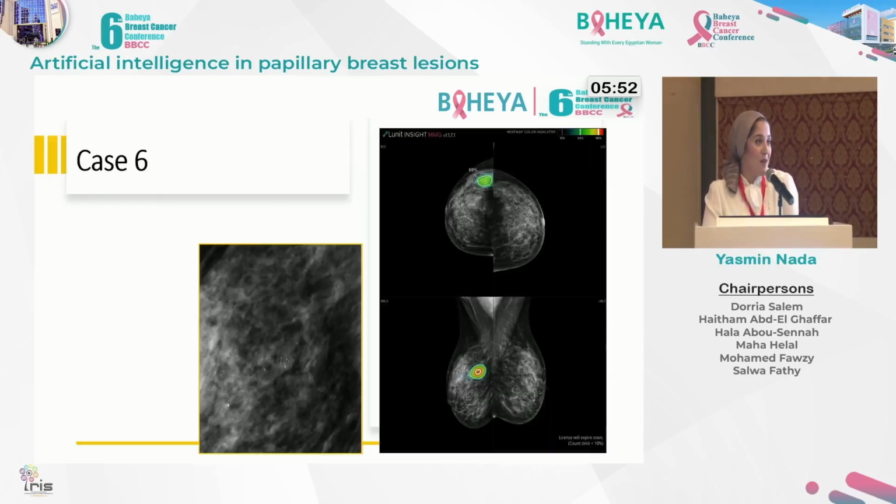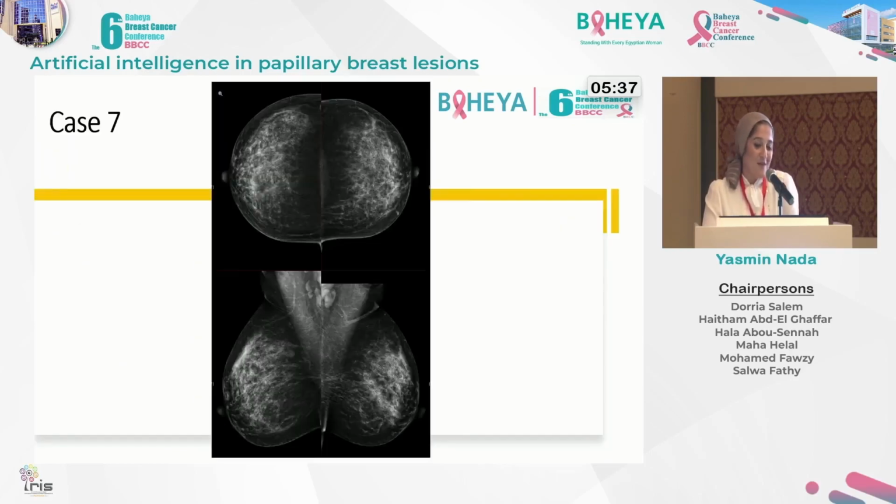Let's see the AI. Oh, very high marking because of the calcification, in spite of it also being a very dense breast. It's saying that it shows reduced sensitivity in dense breast. So what is the pathology result? Intraductal papillomas. Okay, the final case. Where is the lesion? This one was my case.